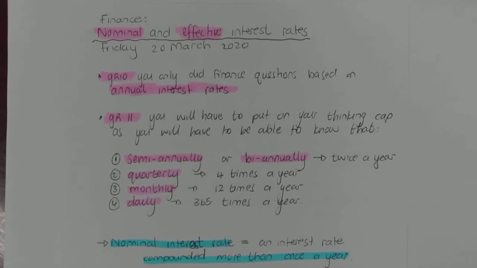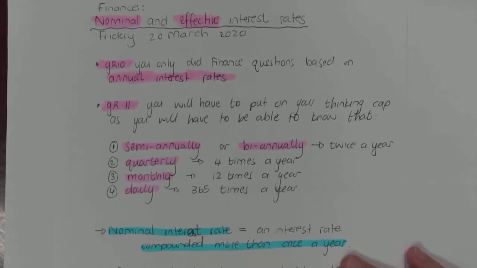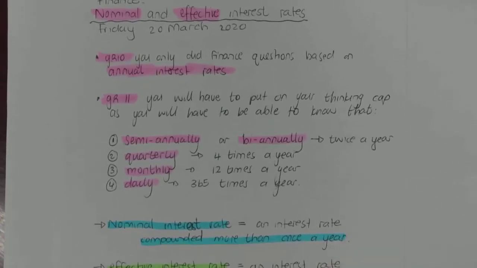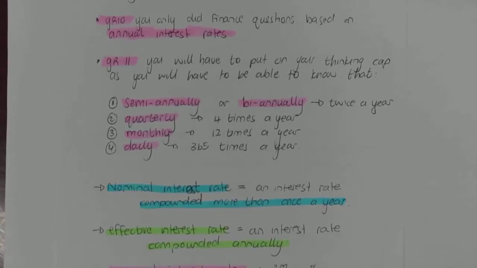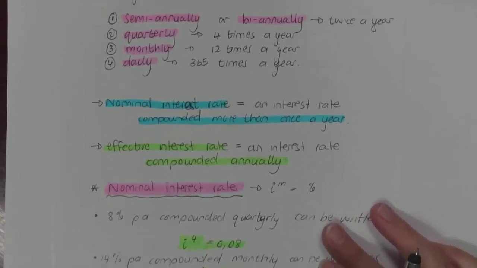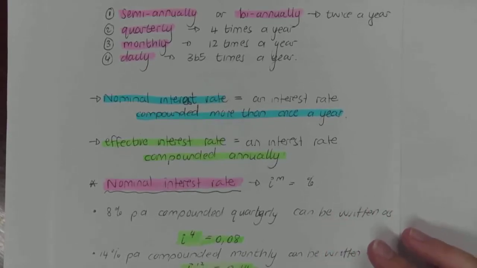Nominal interest rates is where I'm going to use this semi-annually, quarterly, monthly, and daily. So a nominal interest rate is an interest rate that is compounded more than once a year. Effective interest rate only happens annually. So effective interest rate is once a year. That is the difference between nominal interest rates and effective interest rates. So let's look at how they can write it.